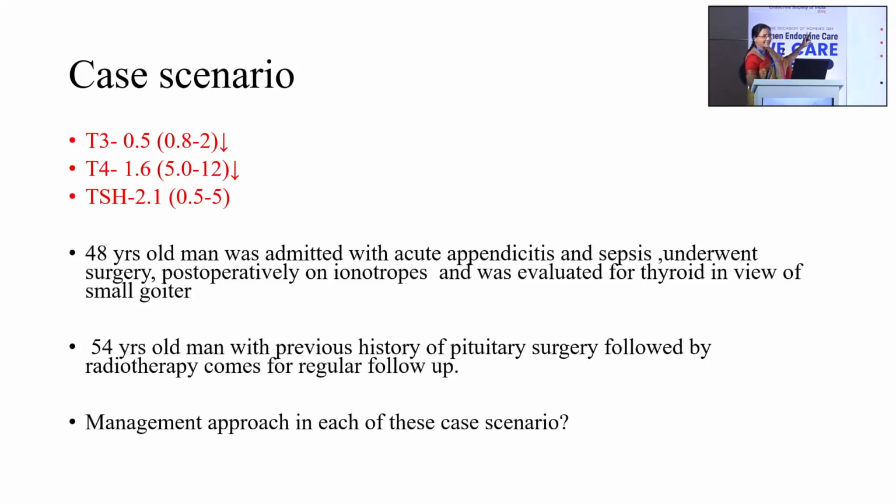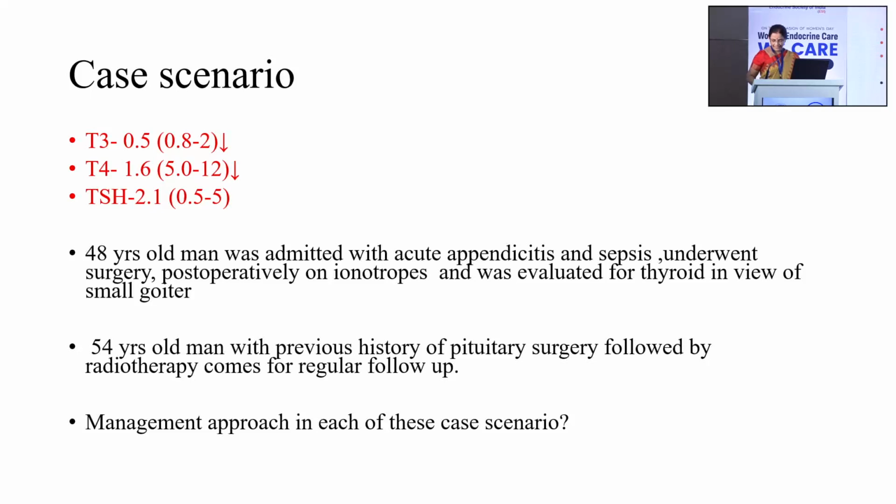With the same laboratory report, I will give you two scenarios and ask how we would interpret. In the first scenario, a 48-year-old man was admitted with acute appendicitis and sepsis, underwent surgery, was postoperatively on inotropes, and was evaluated for thyroid in view of a small goiter. In the second scenario, with the same laboratory report, a 54-year-old man with a previous history of pituitary surgery followed by radiotherapy comes for regular follow-up. I think it's very clear from the scenarios.